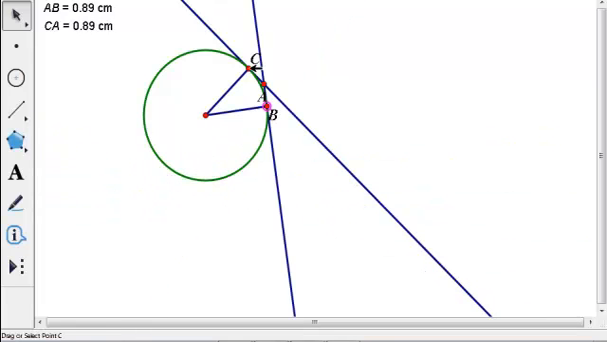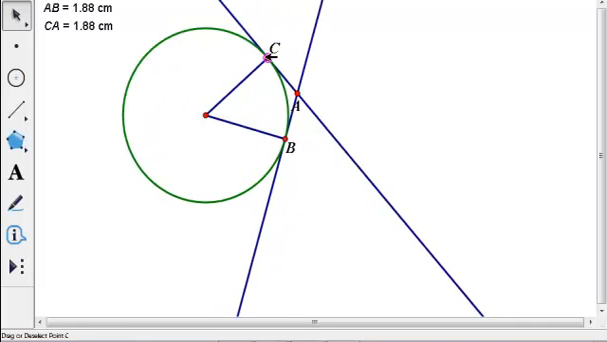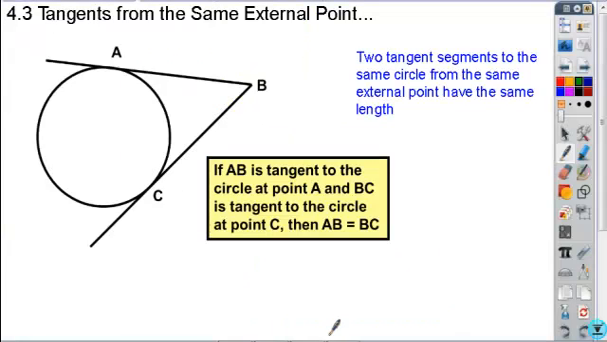Okay, so that's the second property. So the first property was tangents and radius intersect at a 90-degree angle. The second property is if two tangent segments originate from the same external point, then they're going to be equal to each other. So this length AB and this length BC are equal to each other.